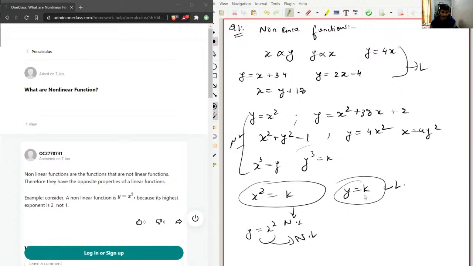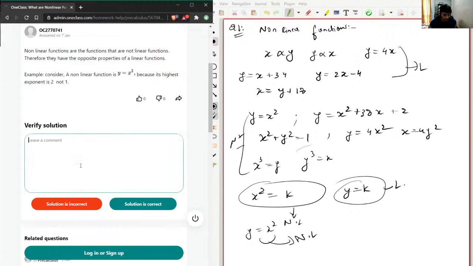In mathematics and in engineering problems we do such practices because solving a linear equation is much easier than solving a non-linear equation. So we always try to convert non-linear equations into linear equations, and then we try to solve them. That is pretty much everything for this one. Correct solution. Good work.